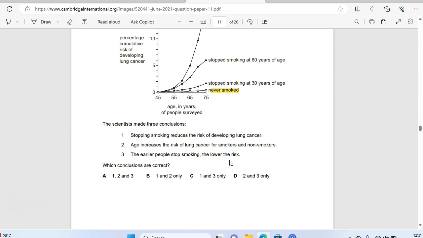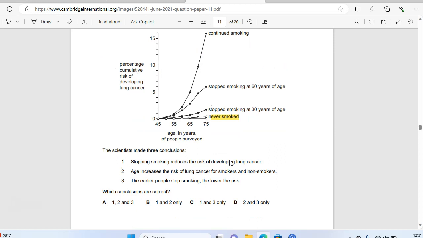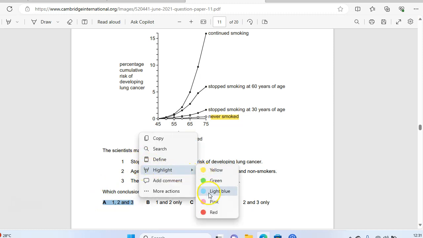Right. So, what is going to be your answer? This is question number 9. The answer is all three are correct. Age will increase the risk of developing lung cancer.